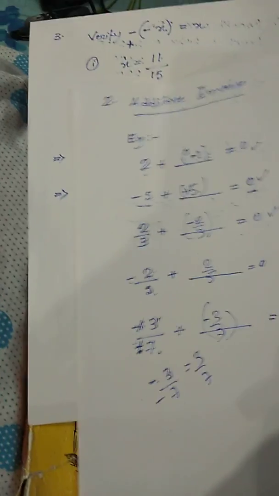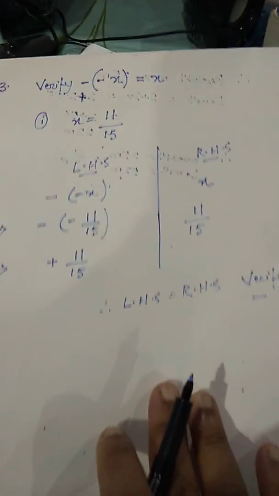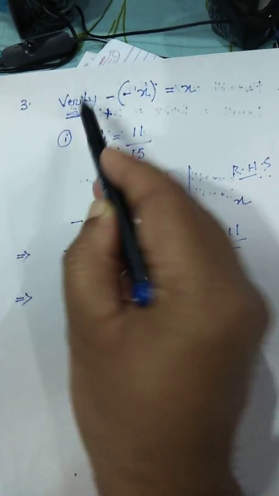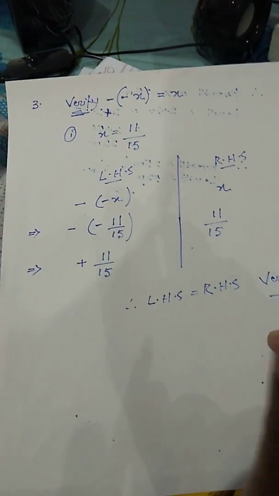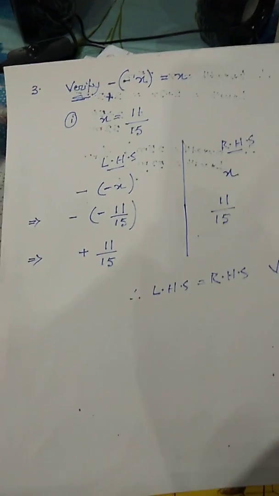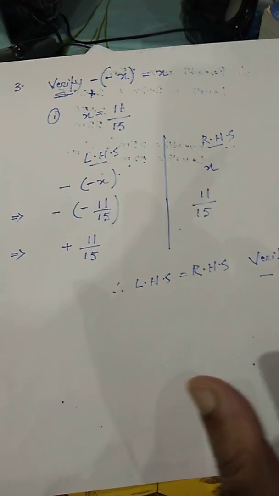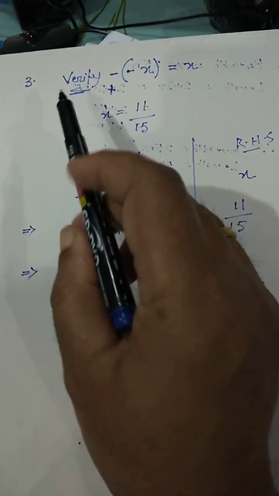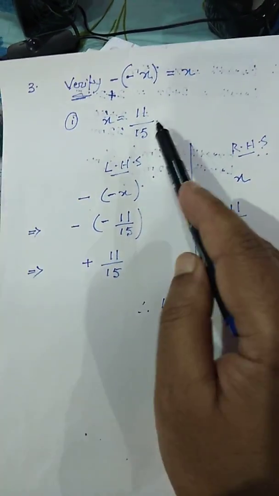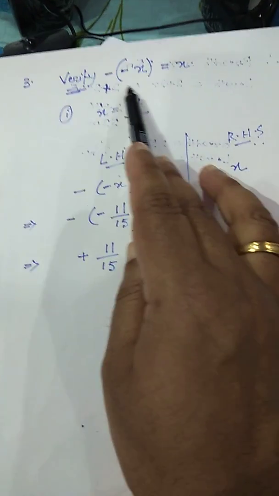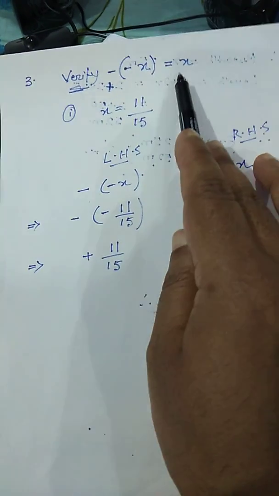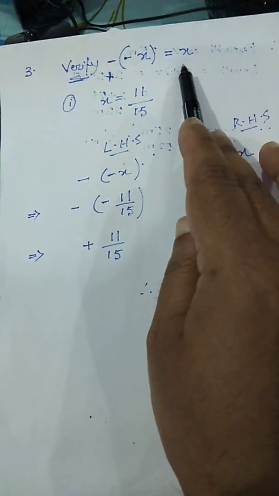Okay, students, now let's see question number 3. In question number 3, they have used one particular word, verify. Whenever you see that the question says verify, you have to solve for LHS and RHS, and show that both sides carry the same answer. In sum number 1, the value of x they have given is 11 by 15. First of all we'll solve LHS. So what is the question? Minus, under bracket, minus x is equal to x. This is LHS and this is RHS.